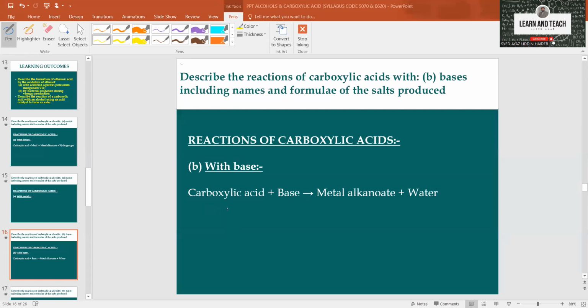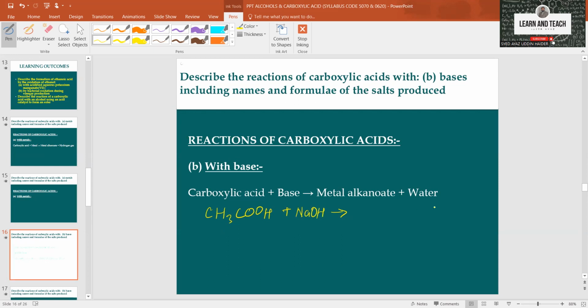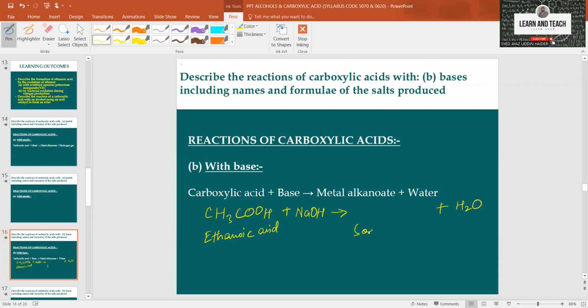So in case of carboxylic acid, I'm taking ethanoic acid. Formula for ethanoic acid will be CH3COOH. Now for base, you can take any base like metal hydroxides, alkali, sodium hydroxide. Product will be metal alkanoate plus water. You know the formula for water. What about the formula for metal alkanoate? You will get sodium ethanoate because we have ethanoic acid.